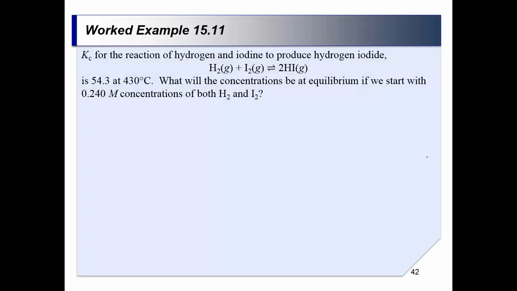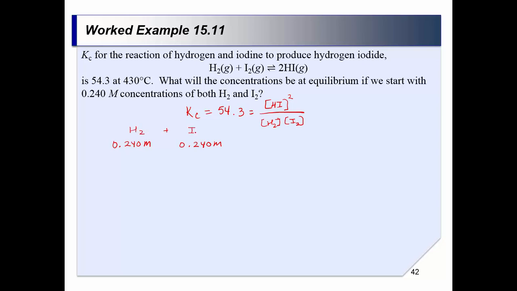So to work another example, if we're given the Kc of a reaction of hydrogen and iodine to produce hydrogen iodide, and we're given that Kc equals 54.3. Now from the equilibrium expression, I know I have HI squared divided by the concentration of hydrogen gas times the concentration of my iodine gas. What will be the concentrations at equilibrium if we start with 0.240 molar concentration of both of my reactants?